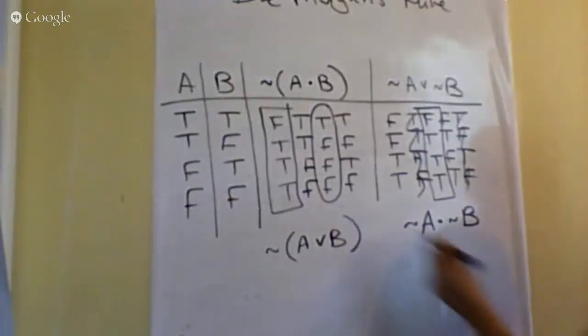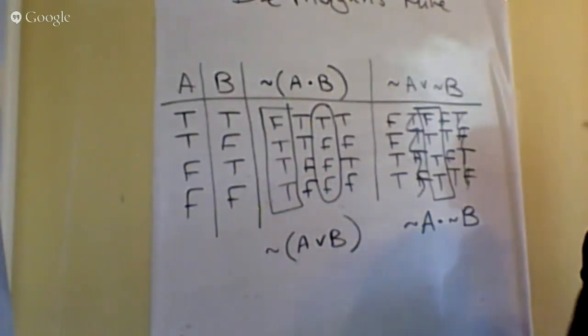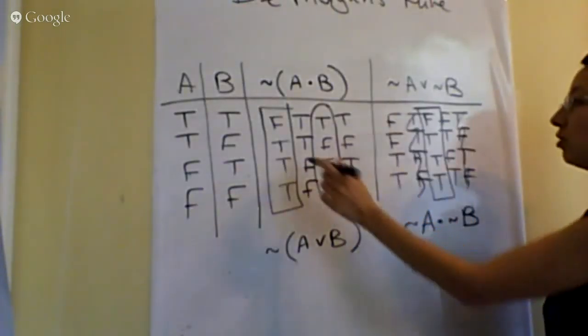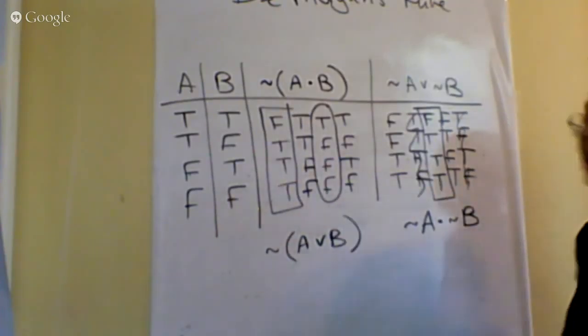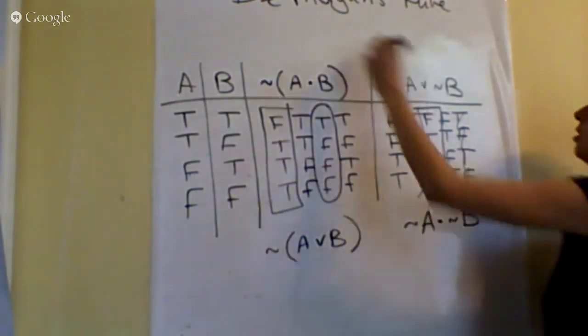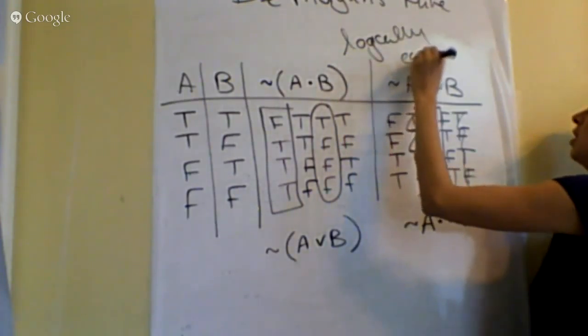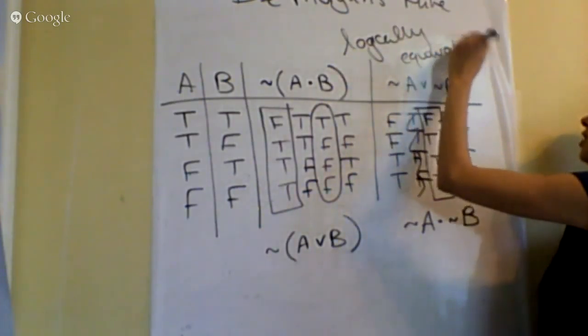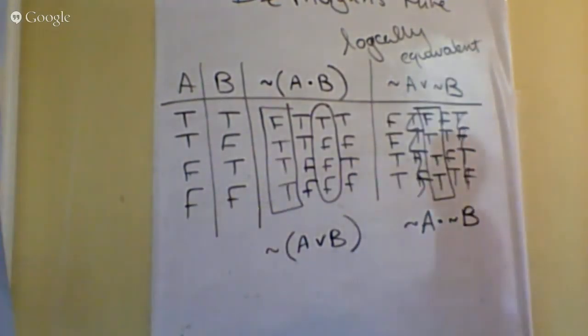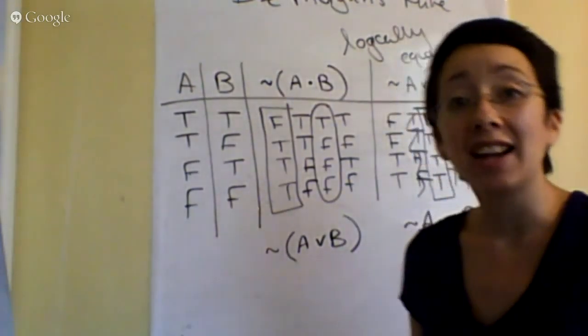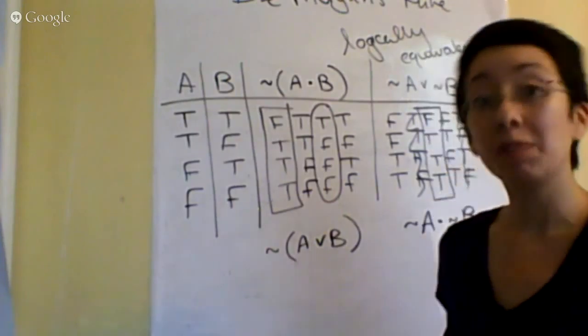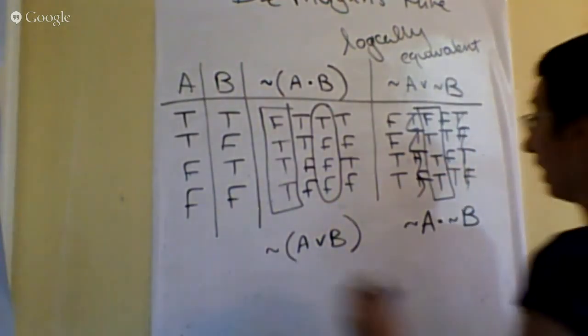We compare the content of those two square brackets, and in both cases, false, true, true, true. Look at that, they have exactly the same truth values, and that is how we know that they are logically equivalent. Logically equivalent, they say exactly the same thing, so we can use them in exactly the same way.